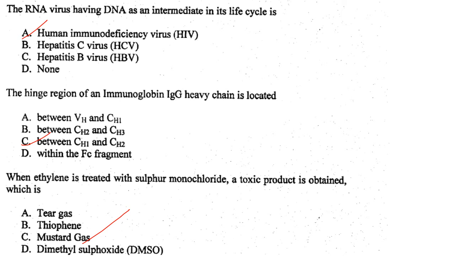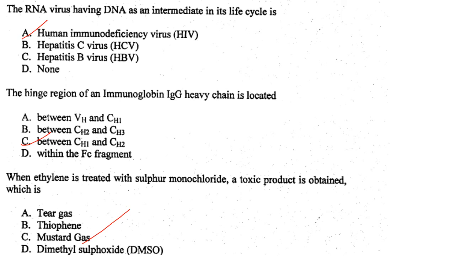So they have asked about the immunoglobulin structure. They have asked specifically about the hinge region, where it is located in the immunoglobulin heavy chain. So between CH1 and CH2. Answer is option C. There you have got the hinge region.